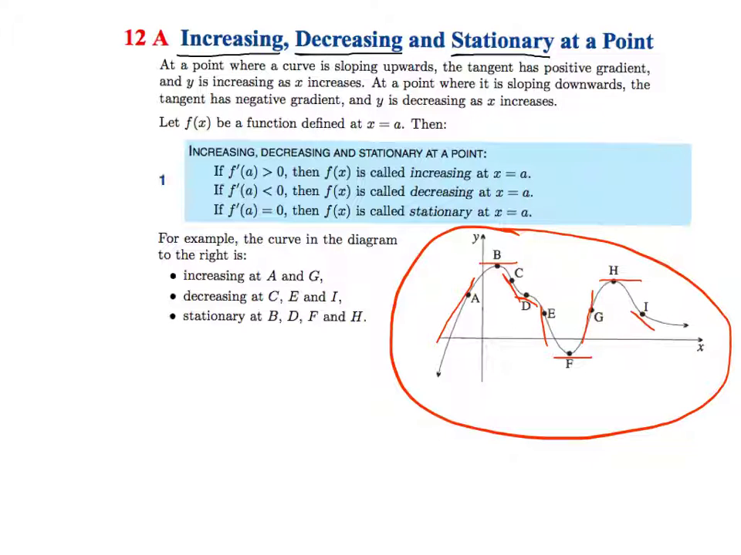Okay, so when we introduced this topic, we first started by talking about increasing, decreasing, and stationary points. You need to be able to break down a function and clearly state where it is increasing, where it is decreasing, and where you have stationary points. And hopefully I've defined how, in this diagram here, B, F, and H are stationary. It is increasing at A and G because it has a positive gradient of the tangent there, and it's decreasing at C, D, E, and I. Okay, next page.